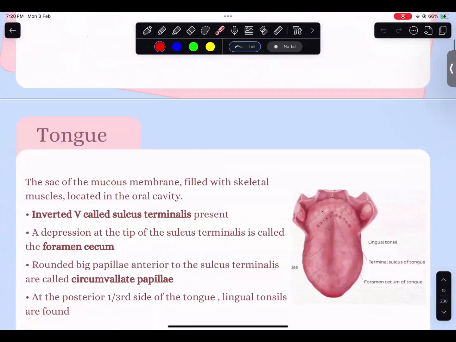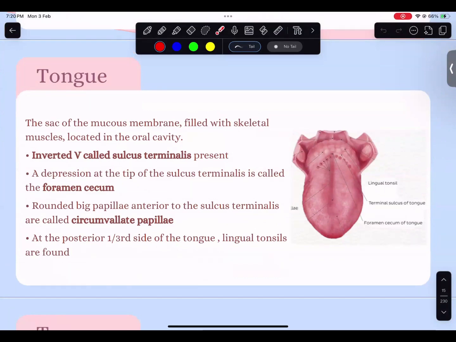Okay, now coming to the tongue, which is a very, very important part. Is everything clear in the oral cavity? Okay, I guess. Okay, thank you.